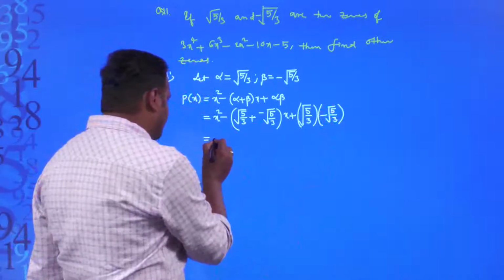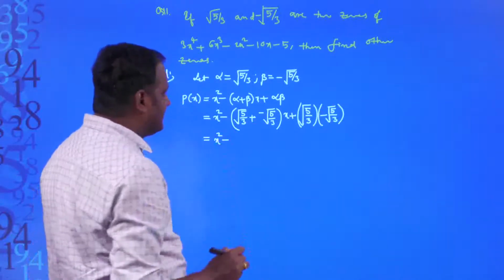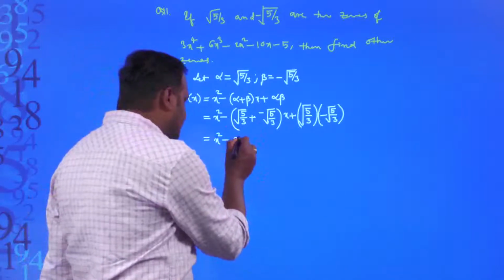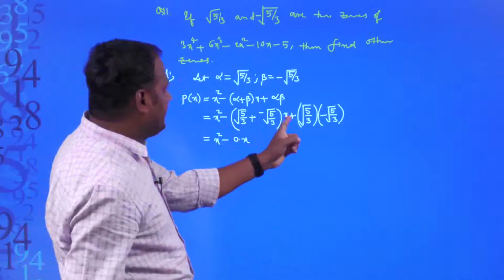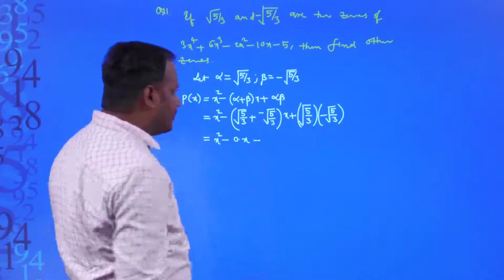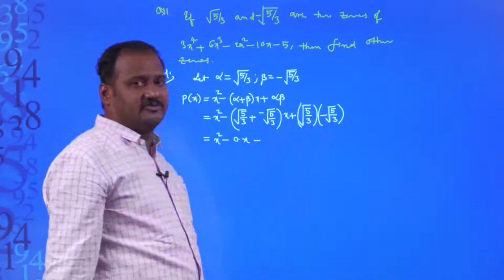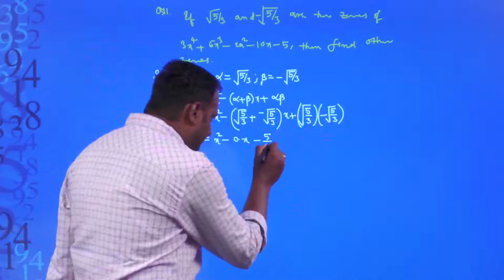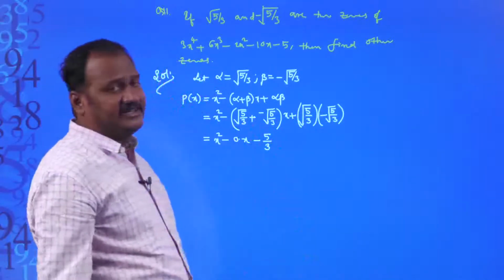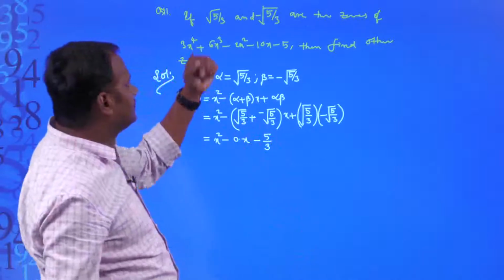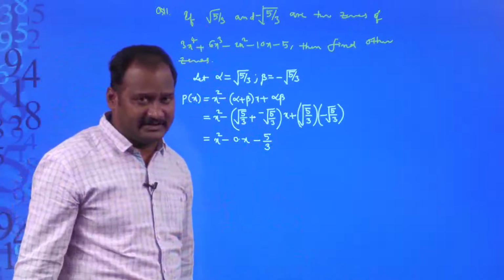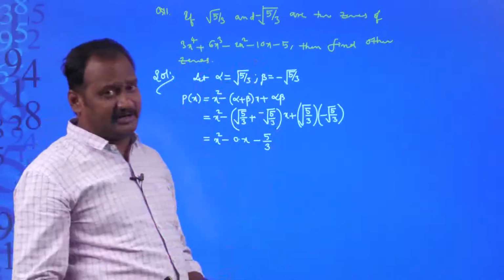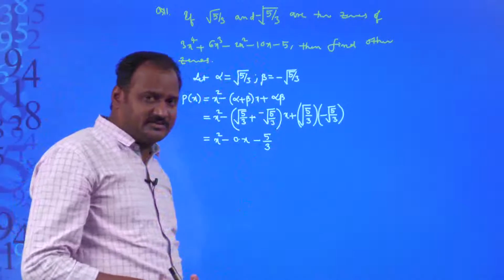So I am writing this one as x square minus 0 into x, that is 0x, but still I will write that. So 0 into x, and then see here, plus into minus is equal to minus, root 5 by 3 into root 5 by 3 is equal to root 5 by 3 whole square, which is nothing but 5 divided by 3. So this is what my second degree polynomial so obtained, whose zeros are root 5 by 3 and minus root 5 by 3. What should I do now? I should divide this given fourth degree polynomial by the second degree polynomial so obtained.